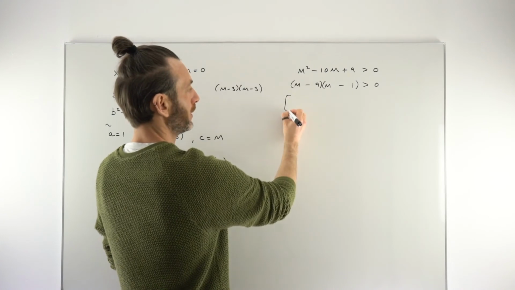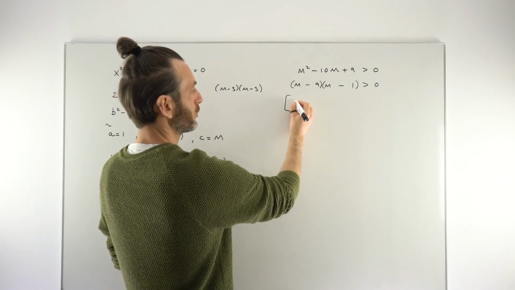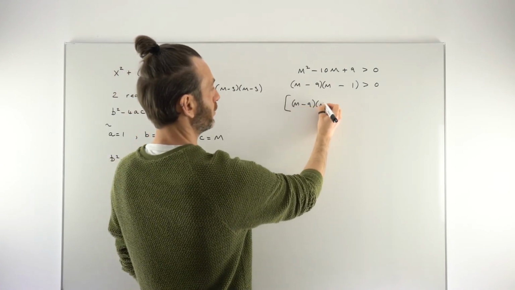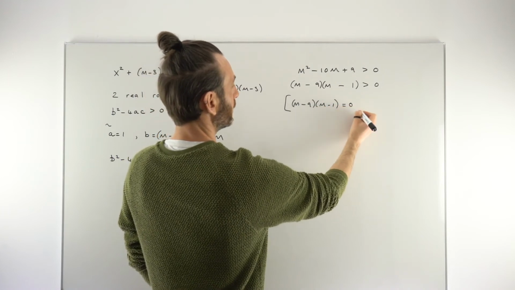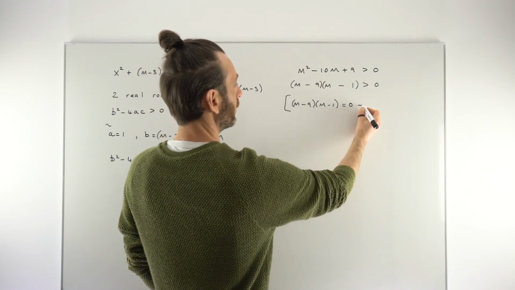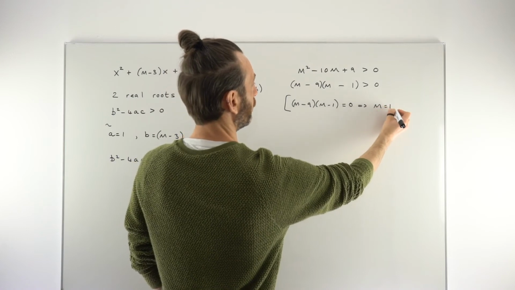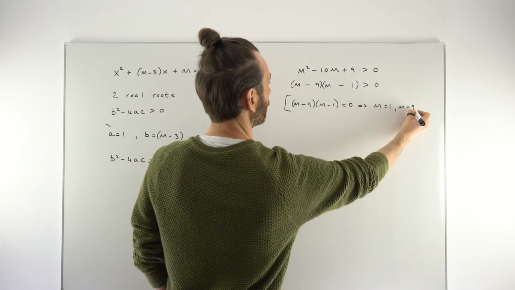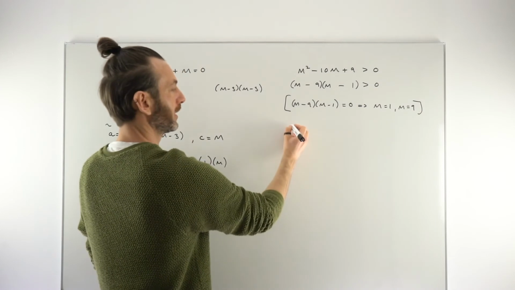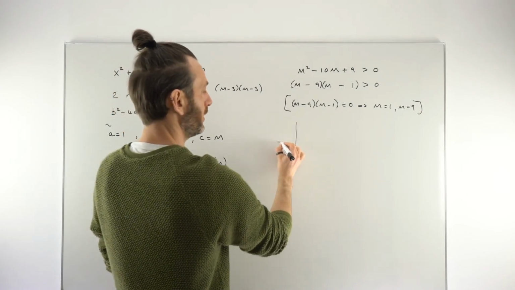You need to sort of, maybe as a bit of side working, imagine that this was set equal to 0. That would then allow you to get roots, and the roots would be m equals 1 and m equals 9. Now, why do we want to do that? Because it allows us to draw a sketch.